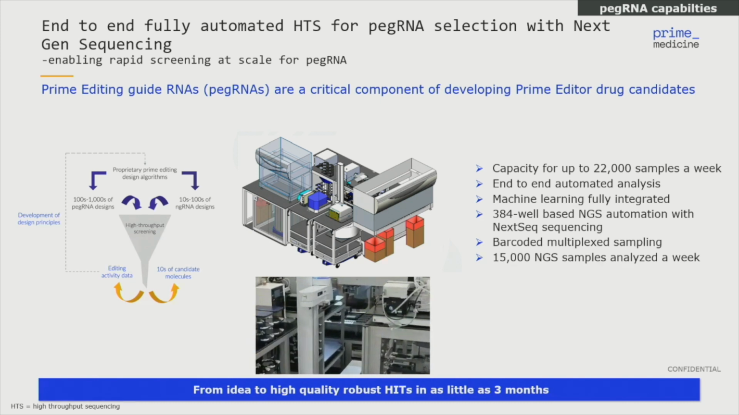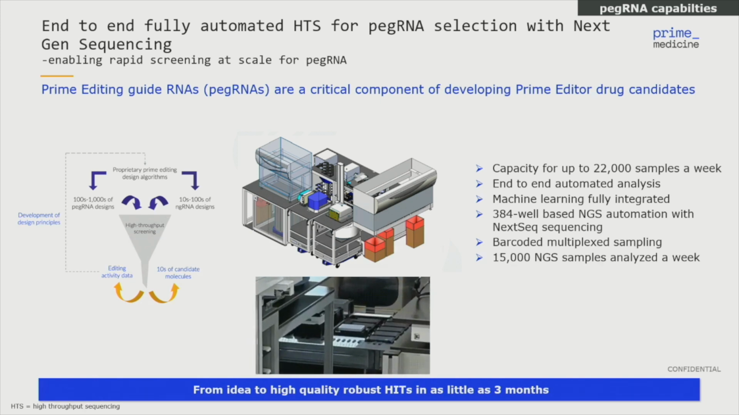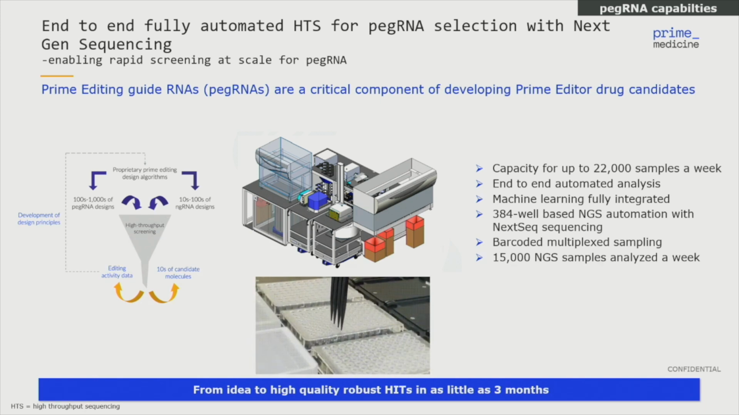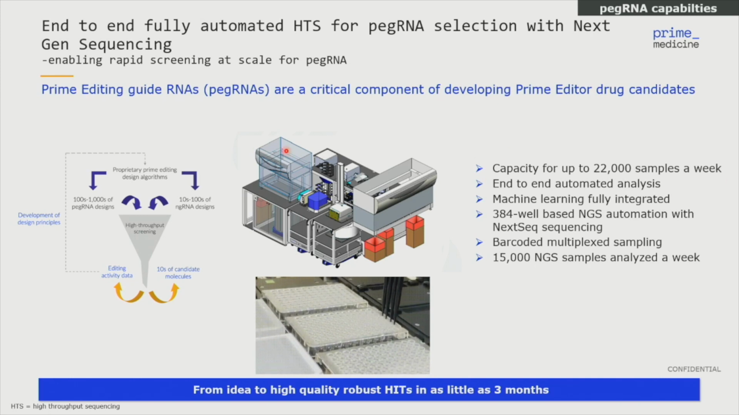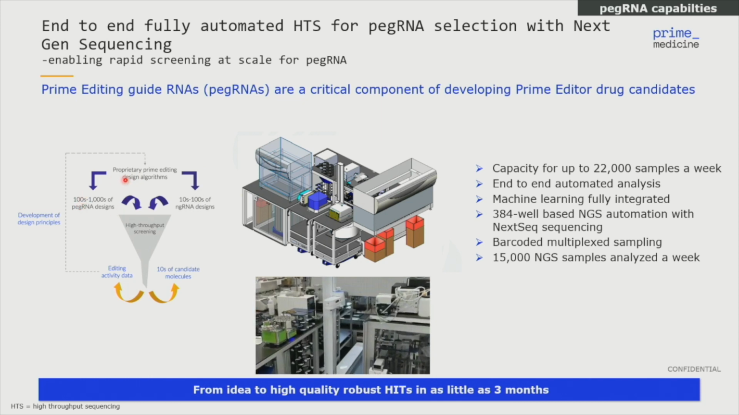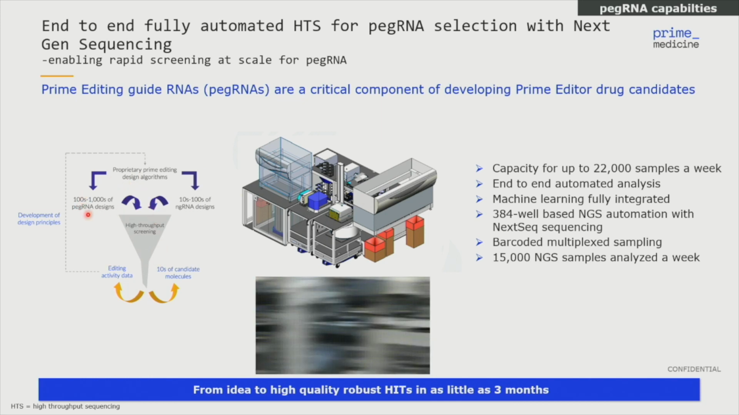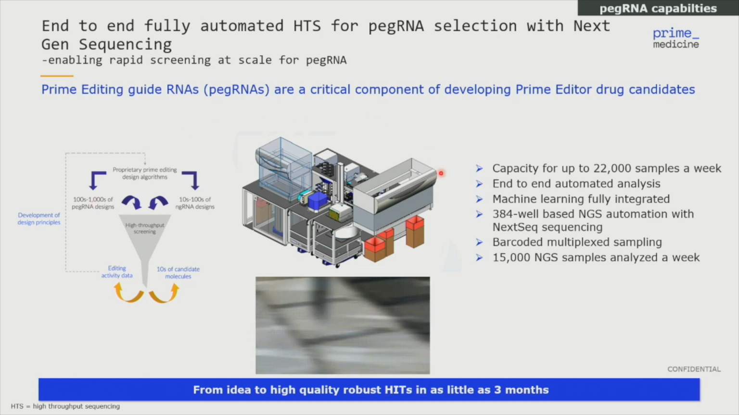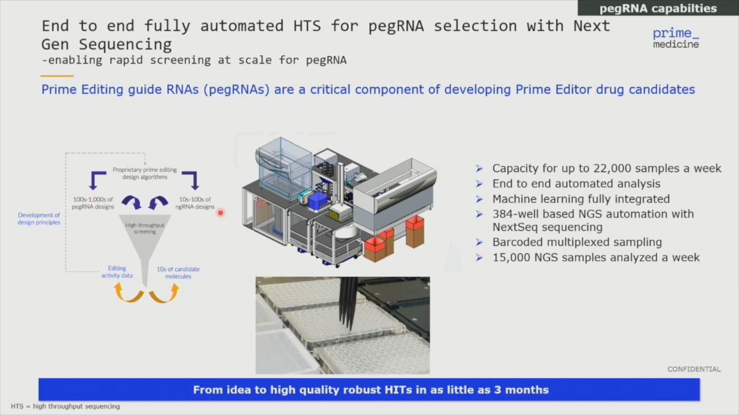Just to touch on this very quickly, as an industrialized company, making prime editors is difficult. It's not like a CRISPR guide. We actually have hundreds to thousands of choices of guide RNAs, unlike 5 to 10 that you might have for a CRISPR screen. And so in order for us to find those highly active guides, we've had to build industrialized high throughput screening systems. And just giving you a high level schematic here.